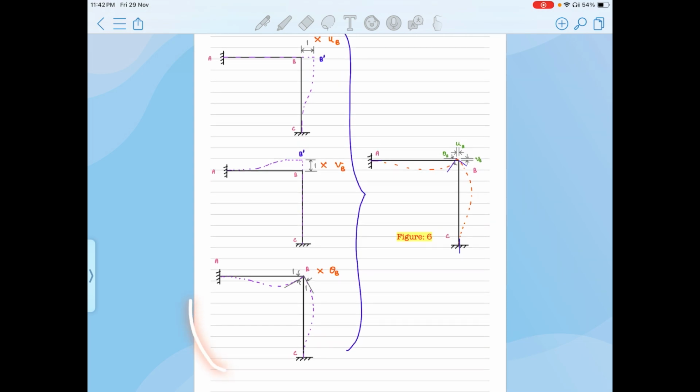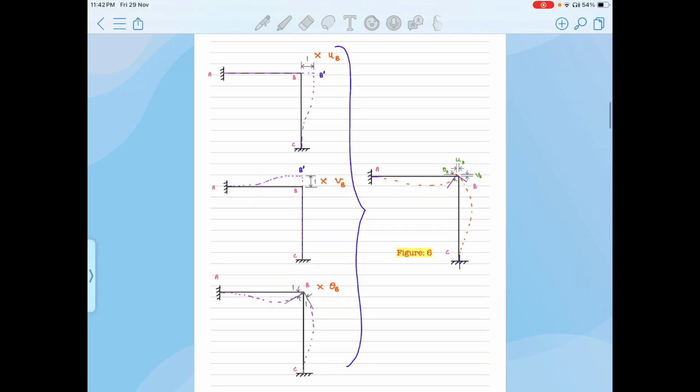And the last time what we do is we just impose a unit rotation at this joint B in a counterclockwise fashion, and we will find what are the forces generated due to this, okay, which are in equilibrium. Now, this is what happens if we impose a unit value of each degree of freedom, right? But when we sum up, it would not correspond to the actual displaced profile, okay, for the applied moment at this joint B. We apply a concentrated moment which is anticlockwise at joint B. So because of that, this is the displaced profile, right?